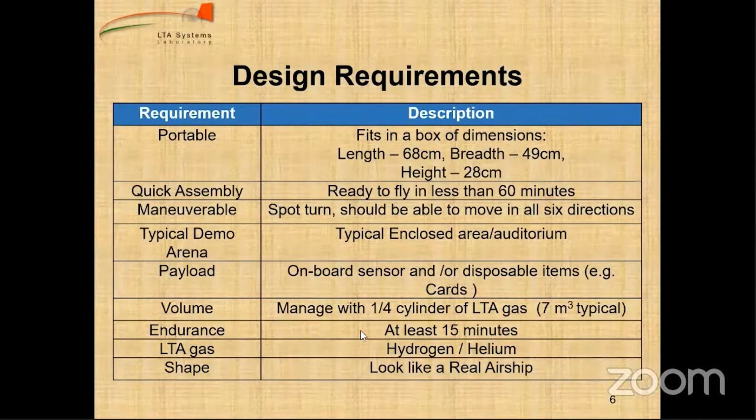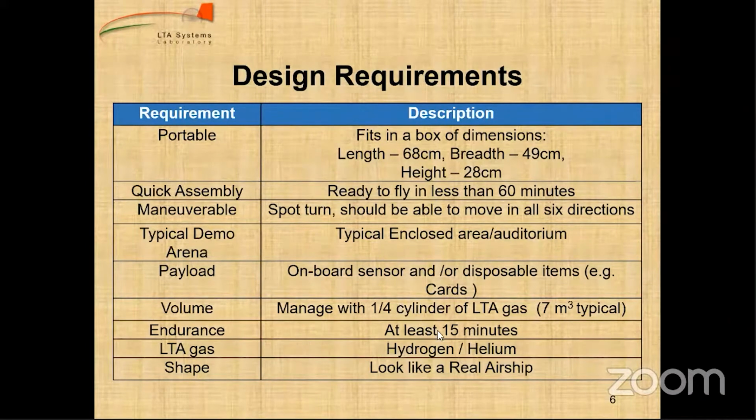So we should be able to fill our envelope with only 1/4 cylinder of the LTA gas. Around 7 cubic meters is available to us in the cylinder, and we cannot get out all the 7 cubic meters of the gas. So we should have a volume of about 1/4 of the cylinder of LTA gas in every filling.